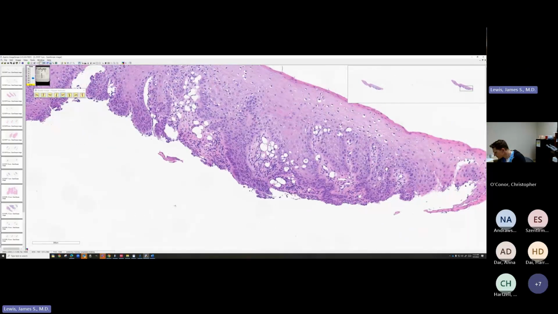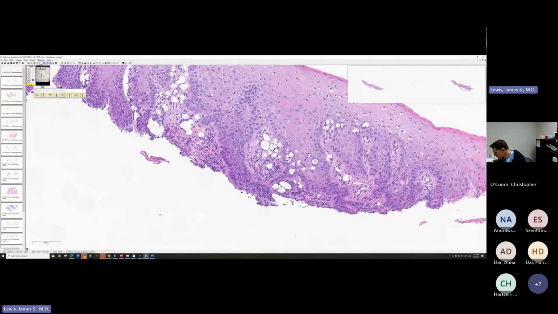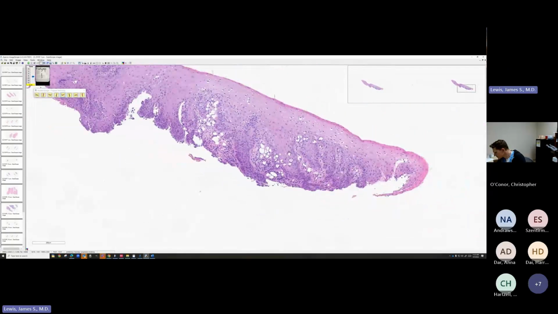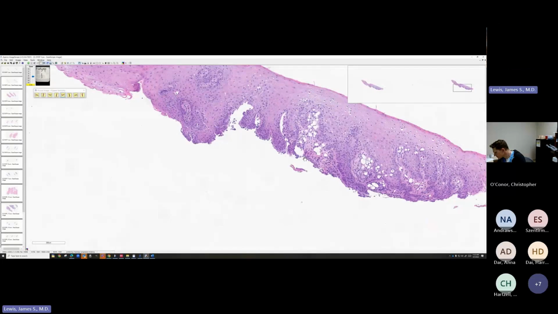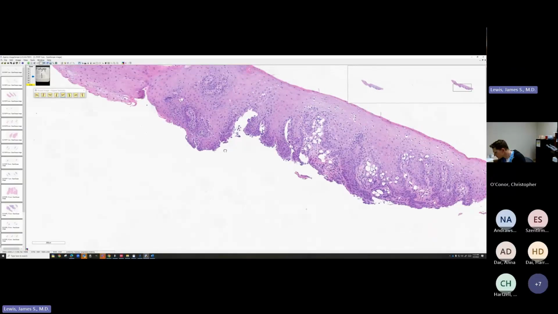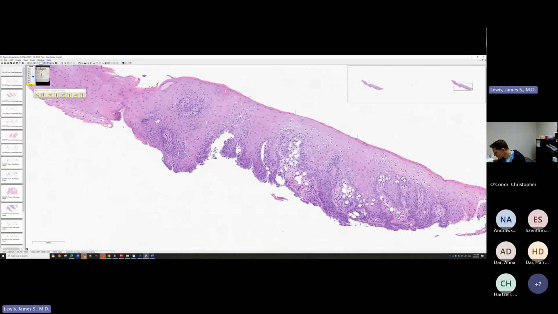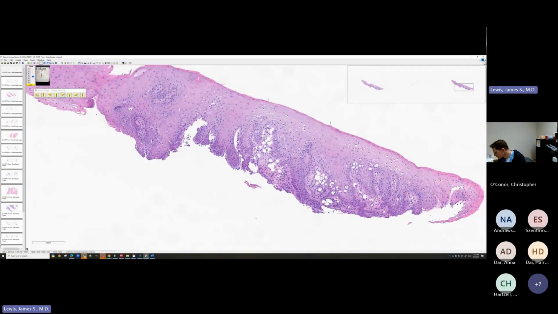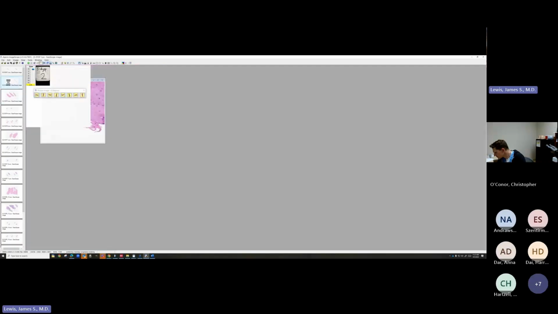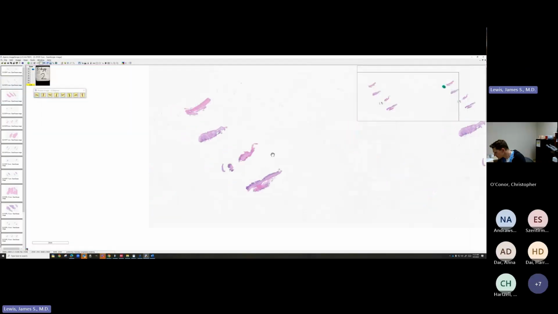There's nothing reactive. So I'm kind of like, this is one of those where I think probably low grade or mild, but it's pushing it a bit there. But you'd be hard pressed without more architectural abnormalities to really call this moderate or severe dysplasia. So I'd probably leave that one at low grade or mild. I mean, mild, and I would put parentheses low grade. Okay, so let's do another one.